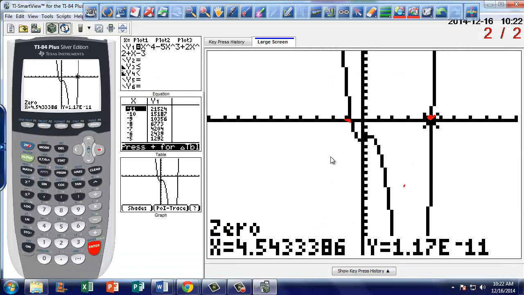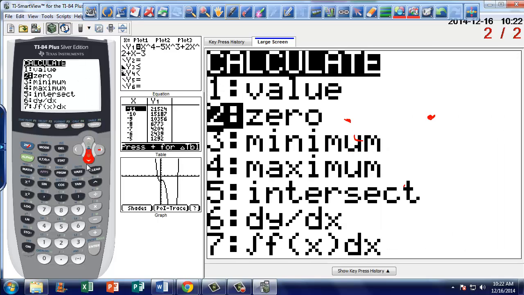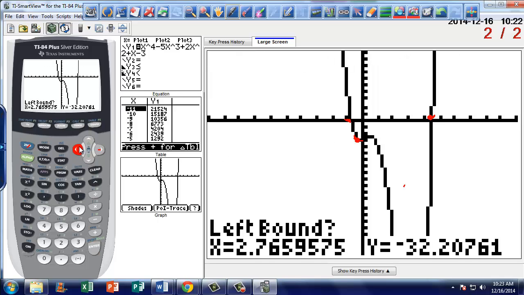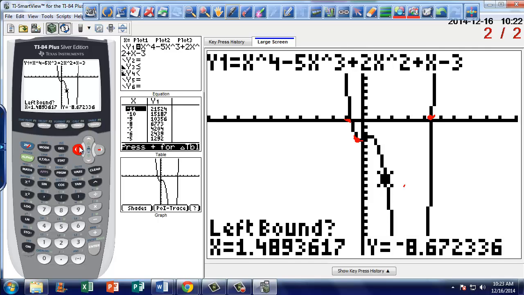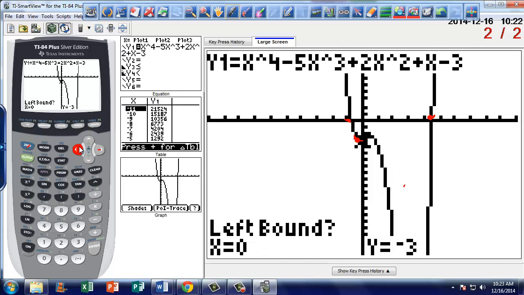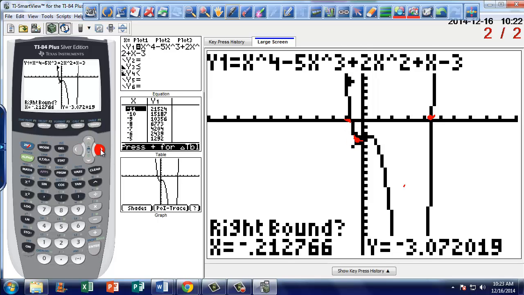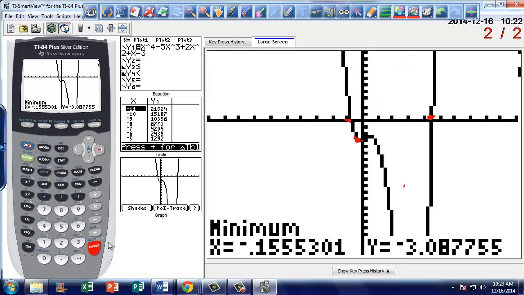Now I have 2 local minimums. I have this one and then one way down here. So I'm going to go second trace. I'm going to go down to minimum. And I'm going to go to the, let's find this one first. Go to the left of that point. So we're going to go ahead and move our cursor. Almost. All right, that's good. Hit enter. Now be very careful when you go to the right of it. You don't want to get to that maximum. So that's good. Hit enter. There we go. Negative 0.2, comma, negative 3.1.